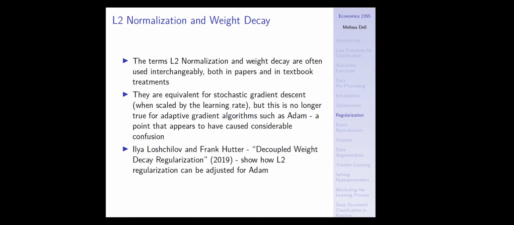I've listed here a paper about this that you can read if it's relevant to you, and they show how you would adjust L2 regularization for ADAM. They claim that in neural nets, oftentimes in practice, SGD with momentum does better than ADAM because people weren't adjusting the L2 regularization appropriately, and that ADAM is better if you do that. I don't know that that's a fully accepted point, but I just note it in case it's of relevance to you.